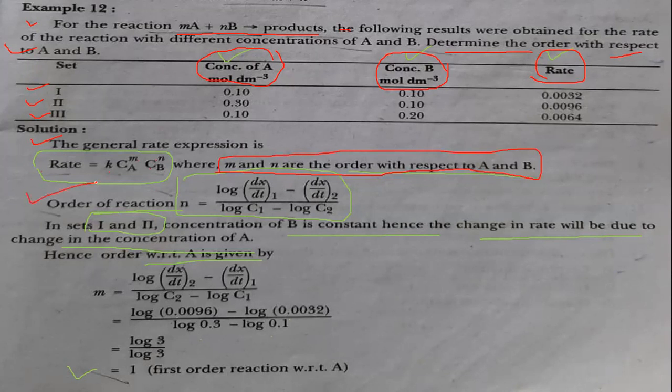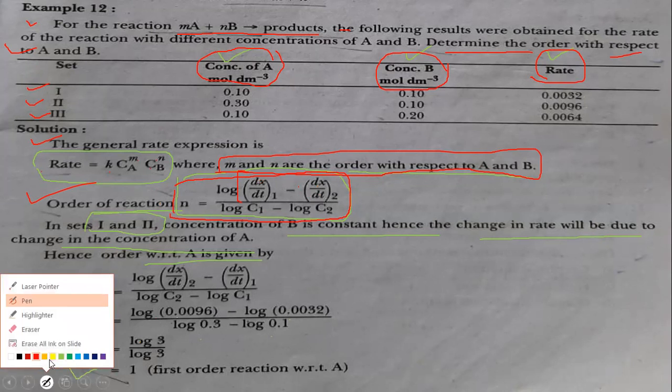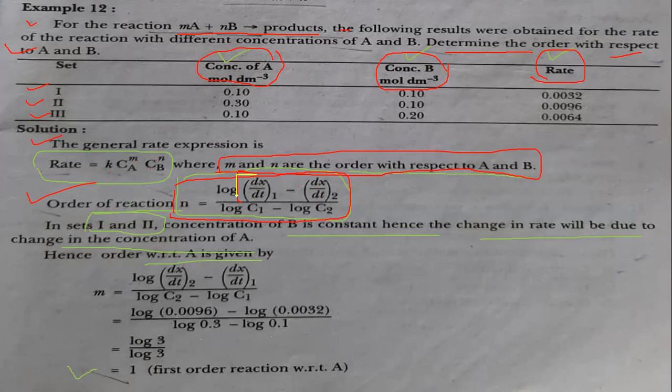Therefore, the order of reaction, we have the general equation that we are using here again. N is equal to log of dx upon dt1 minus log of dx upon dt2. Here log is missing. Okay, one minute, let me clear it over here, that may lead to confusion. See here now.